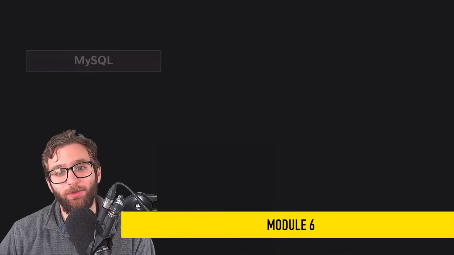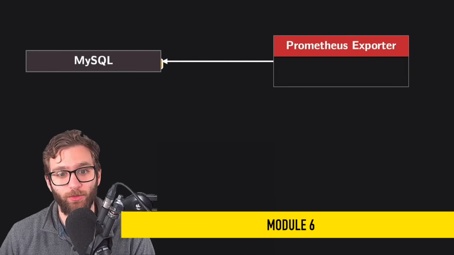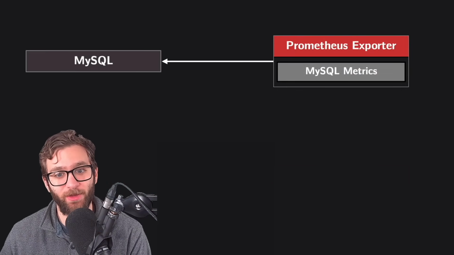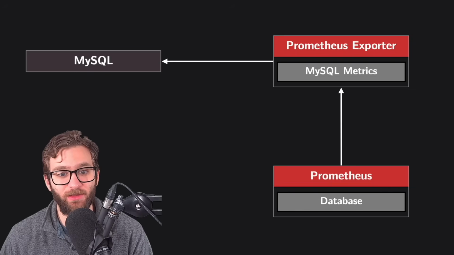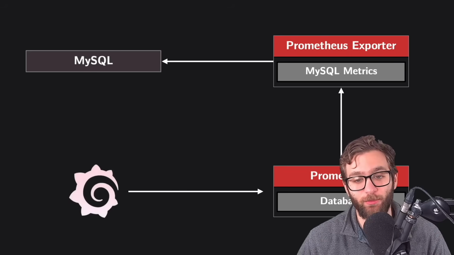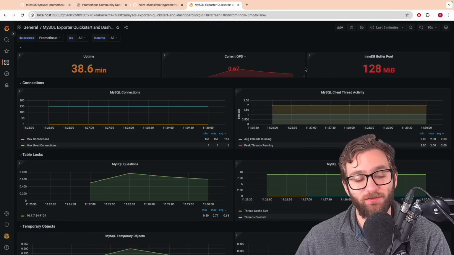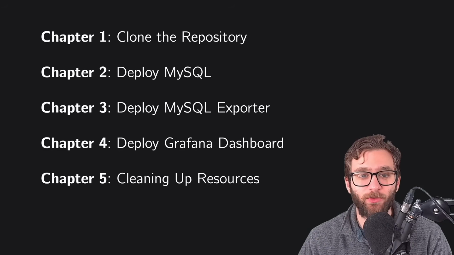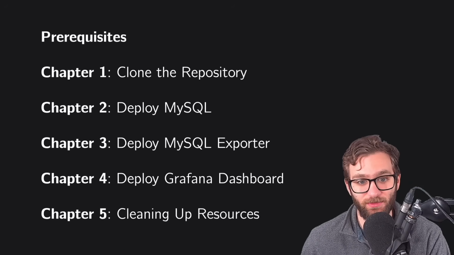In this video, you will deploy a minimalistic instance of MySQL alongside a Prometheus exporter, which will extract metrics from MySQL. Then we're going to configure Prometheus to grab these metrics and save them in its time series database so that we can finally access these metrics from Grafana and visualize them in a Grafana dashboard. This video is composed of 5 chapters, and before we dive into any of them, I need to list the prerequisites needed to continue with this video.